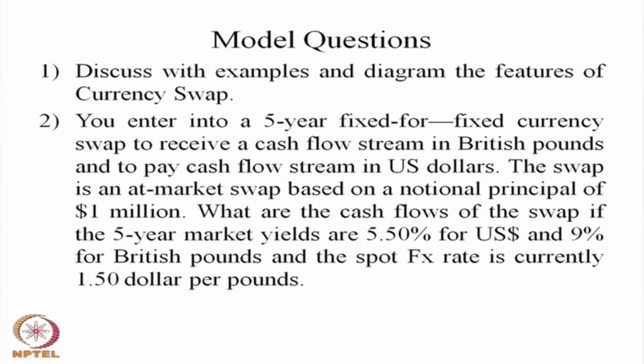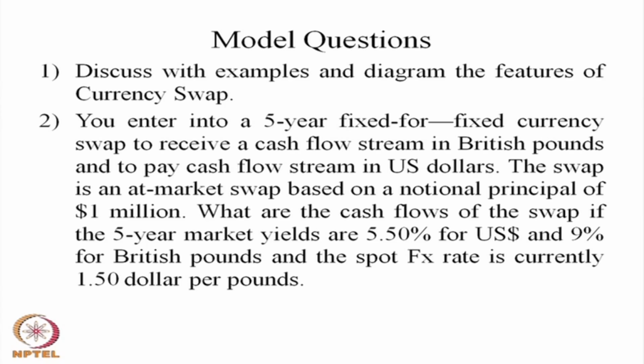Now, the second question is a problem aspect. You enter into a 5-year fixed for fixed currency swap to receive a cash flow stream in British pound and to pay a cash flow stream in US dollar. The swap is at market, based on a notional principal of 1 million. What are the cash flows of the swap if the 5-year market yields are 5.50% for US dollar and 9% for British pound, and the spot exchange rate is currently $1.5 per British pound?